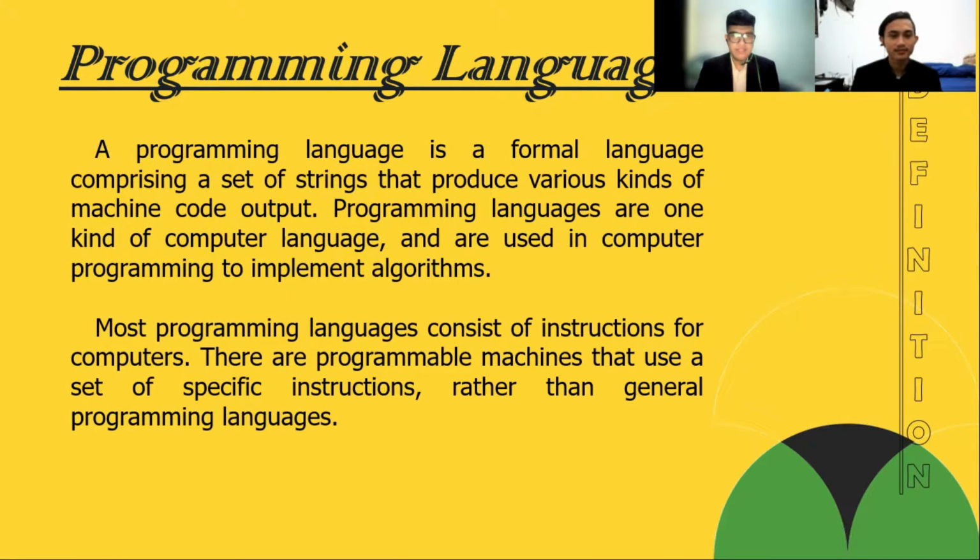A programming language is a formal language comprising a set of strings that produce various kinds of machine code output. Programming languages are one kind of computer language and are used in computer programming to implement algorithms. Most programming languages consist of instructions for computers. There are programmable machines that use a set of specific instructions, rather than a general programming language.